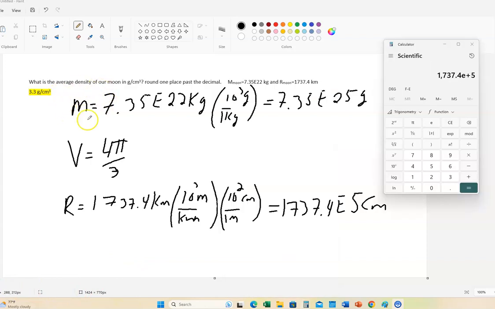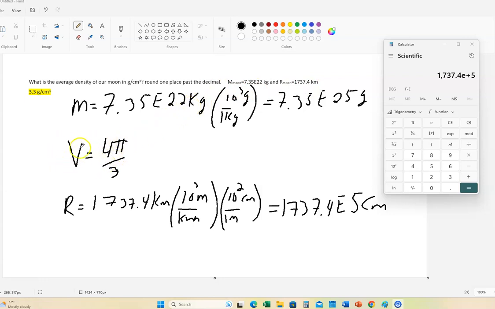All right, let me try to get the next problem in. Here's problem number 4, the last of them. There will be other problems. I just wanted to get through this set. What is the average density of the moon in grams per cubic centimeter, rounded to one place past the decimal? You're given the moon's mass is 7.35 times 10 to the 22nd kilograms, and its radius is 1,737.4 kilometers. So we've got to get everything in the proper units.